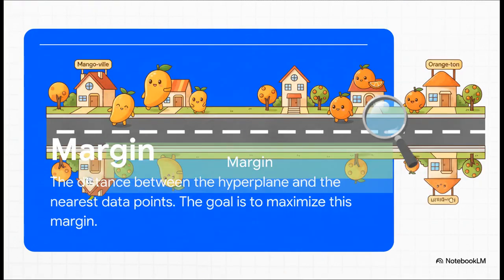Okay, so how do we find the best hyperplane? Well, this is where the magic happens. Professor Verma introduces this idea called the margin. I want you to picture it like a street, okay? A big, wide street that runs right between the mangoes and the oranges. The hyperplane is just the yellow line painted down the middle of that street. And the whole goal of a support vector machine, the entire point, is to make that street as wide as it can possibly be. We want the biggest possible gap, the biggest buffer zone between our two groups of fruit.